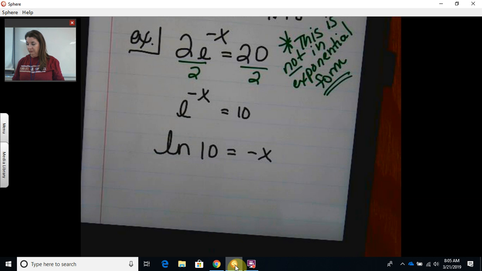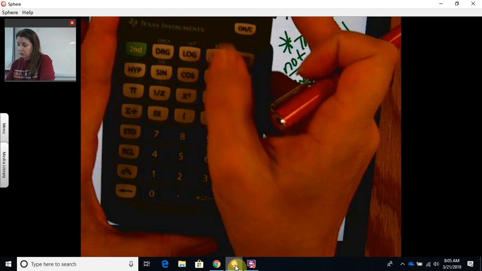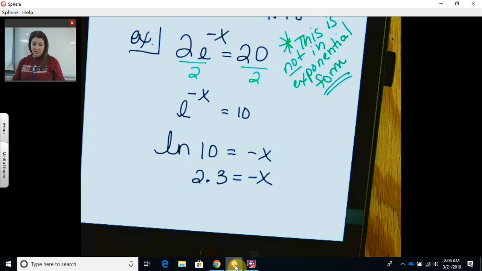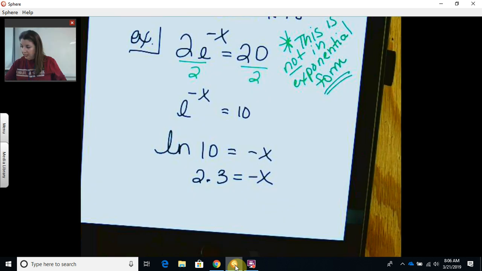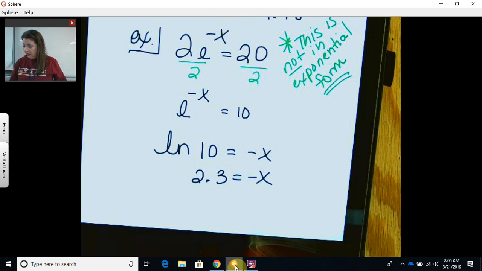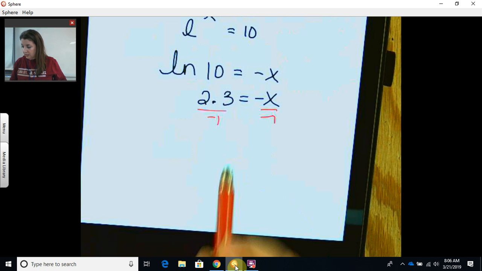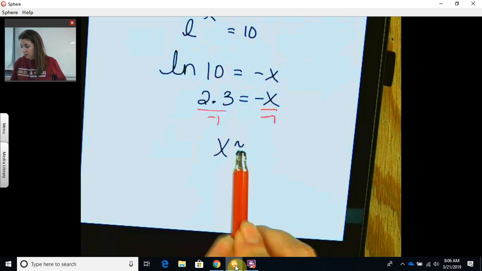All right, so what are we going to do now? The natural log of 10, right? So in this calculator, I'll do 10 natural log, and you don't have to push equals, I'm just used to pushing it, but you don't have to when you put that in. So let's go with 2.3 approximately equals negative x. Is that my answer? What do I got to do? Divide by negative 1. So x is approximately 2.3.